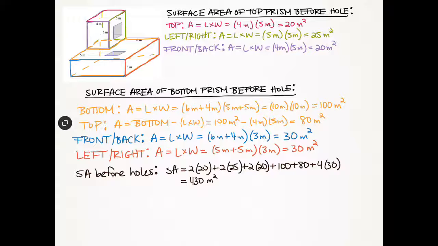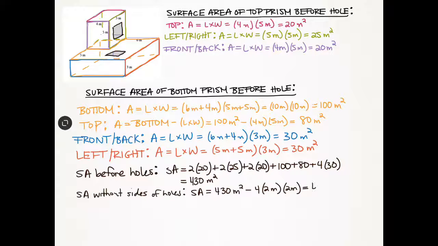Now we want to take out the end pieces of these holes, because we see that these holes are 2 meters by 2 meters. There's 2 of these holes, and each hole has 2 ends. So we're actually going to take this surface area of 430 meters squared. We're going to subtract the fact that there are basically 2 ends to 2 different holes, so 4 total ends, and the ends are 2 meters by 2 meters. 4 times 2 times 2 is 16, so 430 minus 16 is 414 meters squared.